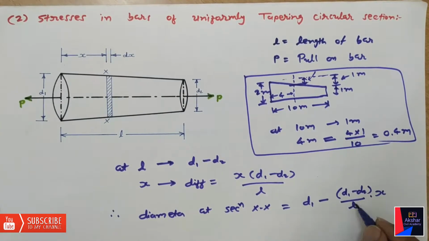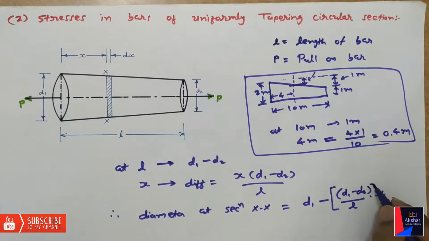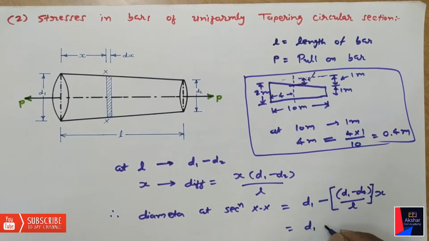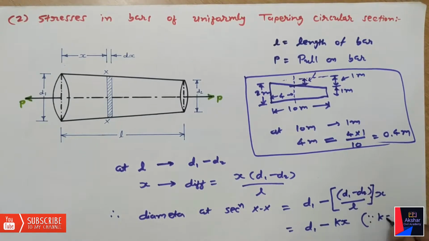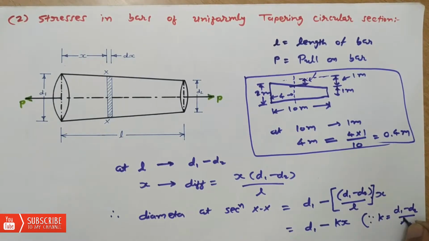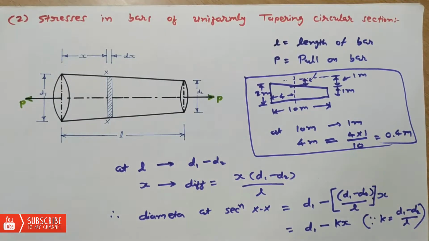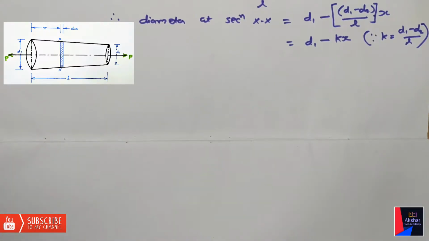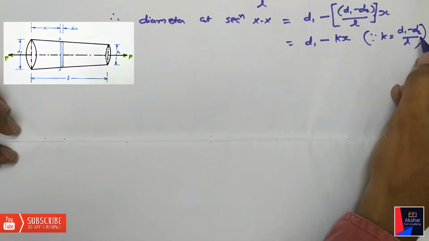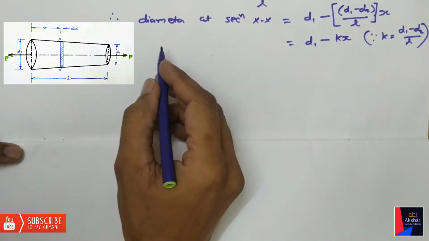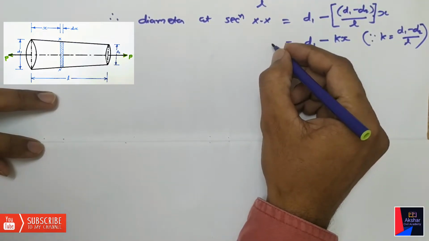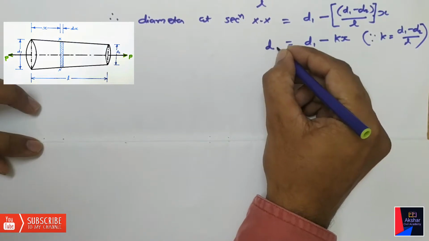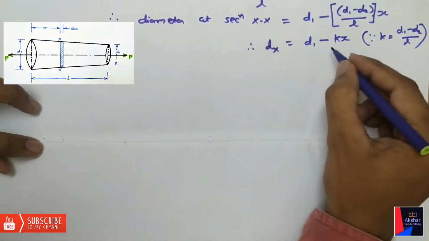Now what will we do? We will consider this portion as a constant. Just for simplification, we put d1 minus kx, where k is equal to (d1 minus d2) upon L. Now we can write this equation, the diameter at x, as d1 minus kx.